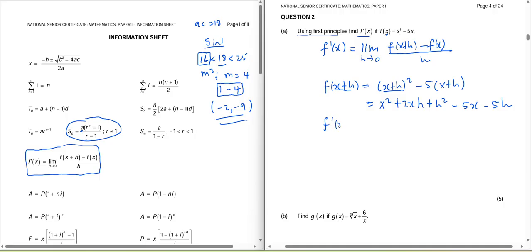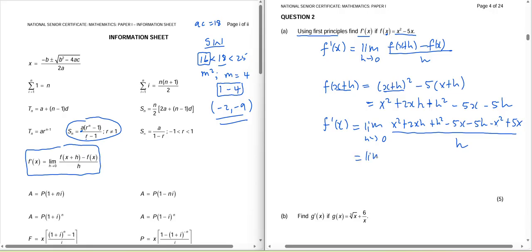So we are saying f prime of x is equal to the limit as h approaches 0 of f of x plus h. We've already got it. So let's write it down, which is x squared plus 2xh plus h squared minus 5x minus 5h. And then we're going to subtract f of x. So here, remember, we are going to get minus x squared, and then minus minus, it will be plus 5x, divided by h. And then this is the limit as h approaches 0 of, so this and this will cancel, this and this will cancel.